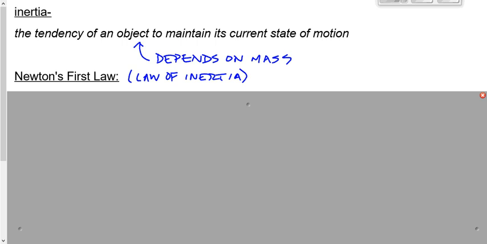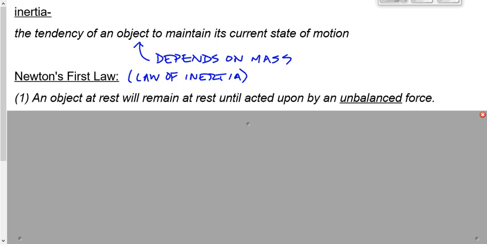If an object is at rest, it wants to stay at rest until, clearly objects that are at rest don't stay at rest forever, right? An object at rest, though, will stay at rest until not just a force, but an unbalanced force. Okay? This desk right now is at rest, right? I apply a force to it. Guess what? It doesn't move because it's not unbalanced. I have to apply an unbalanced force to cause it to move. So we're going to say an object at rest will remain at rest until acted upon by an unbalanced force.